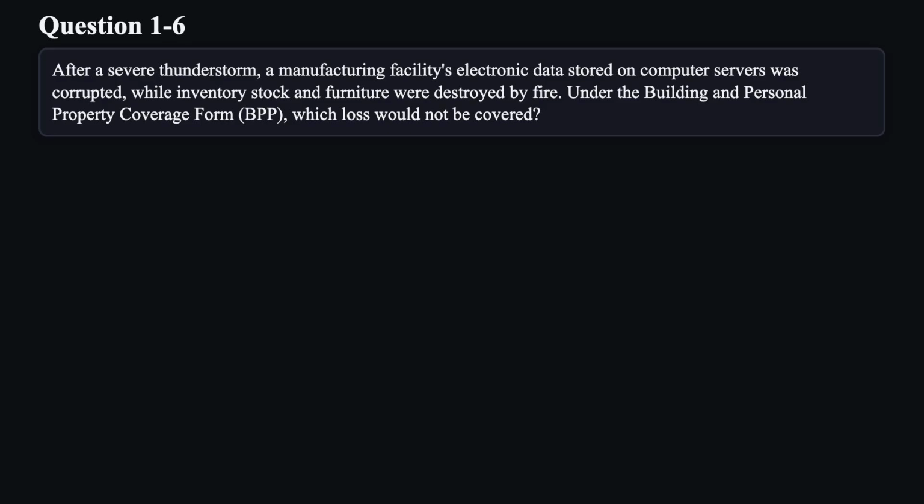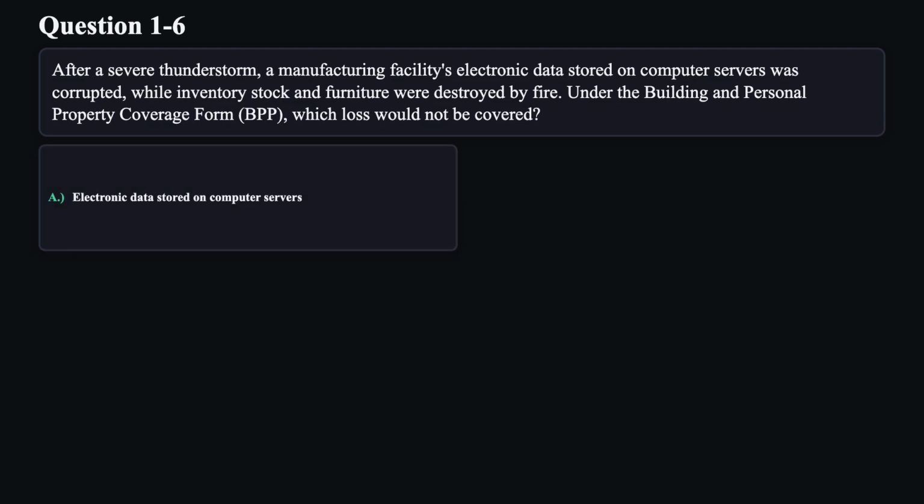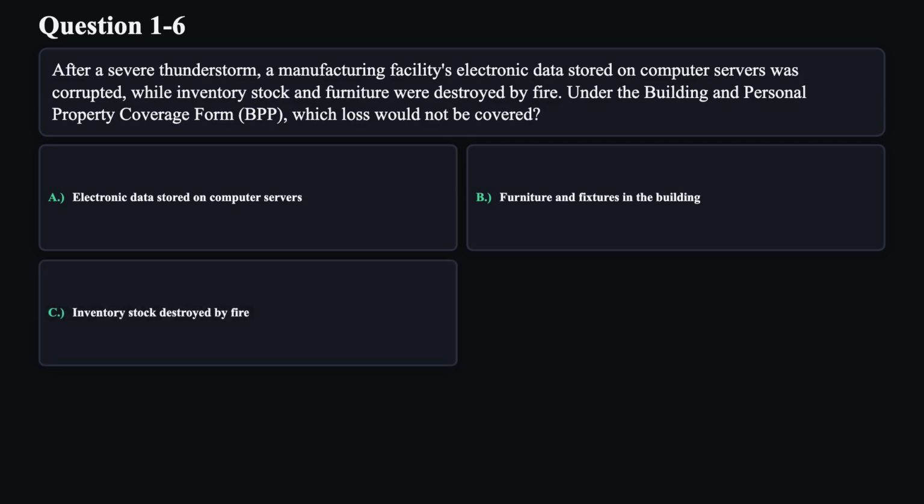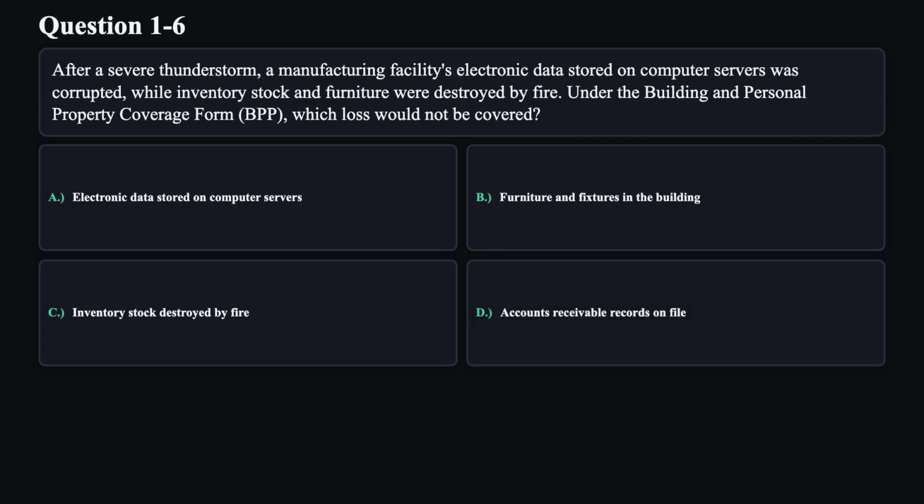Question 6. After a severe thunderstorm, a manufacturing facility's electronic data stored on computer servers was corrupted, while inventory stock and furniture were destroyed by fire. Under the building and personal property coverage form, BPP, which loss would not be covered? A. Electronic data stored on computer servers. B. Furniture and fixtures in the building. C. Inventory stock destroyed by fire. D. Accounts receivable records on file.